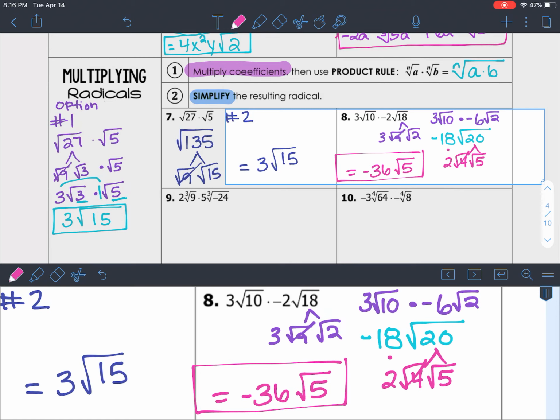If you preferred option number 2, you would still multiply those coefficients out front, multiply whatever is underneath of the radical, and then simplify from there. I'm simplifying twice because I don't want to work with huge numbers. I think that's harder for me to remember what those numbers are. So I'm going to keep simplifying and then simplifying again.